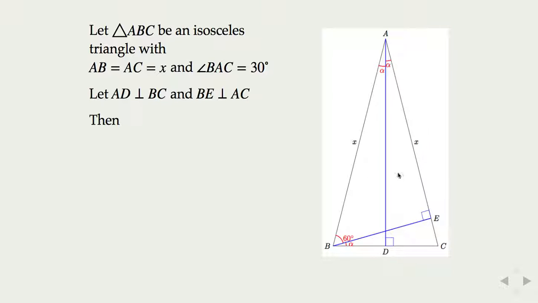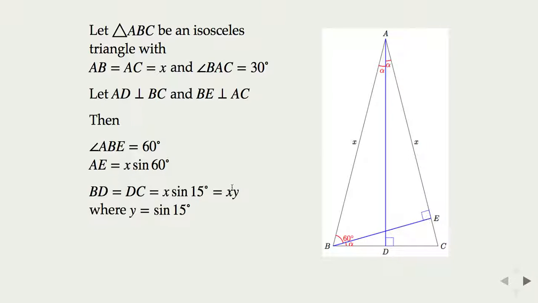Now from this construction, once we have this angle and the AD and BE lines, we know that AE is equal to AB times sine of 60, so x times sine of 60, that's going to be AE. In the meantime, we also know that BD equals x sine of alpha, which is sine of 15 degrees. Let's call sine of 15 degrees y. So BD is going to be x times y, where y equals sine 15 degrees. This is the value we are trying to figure out.